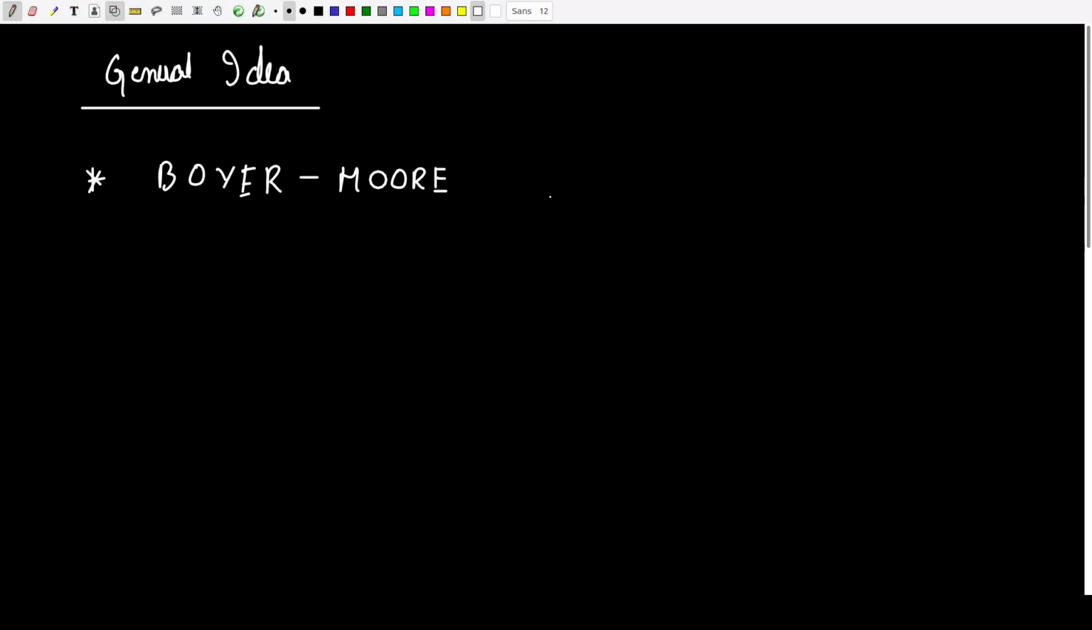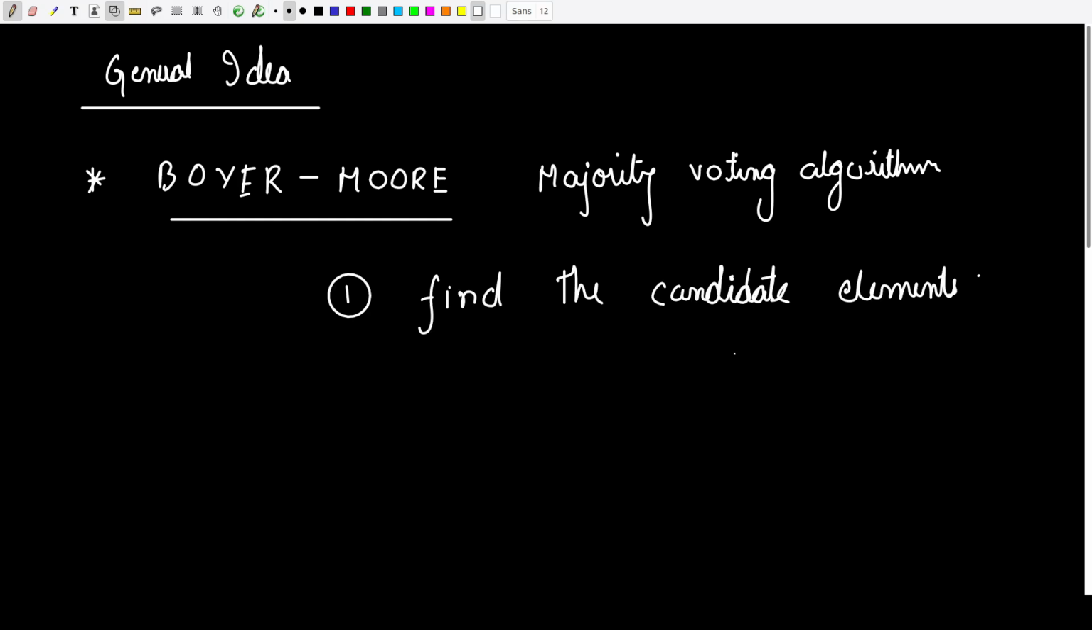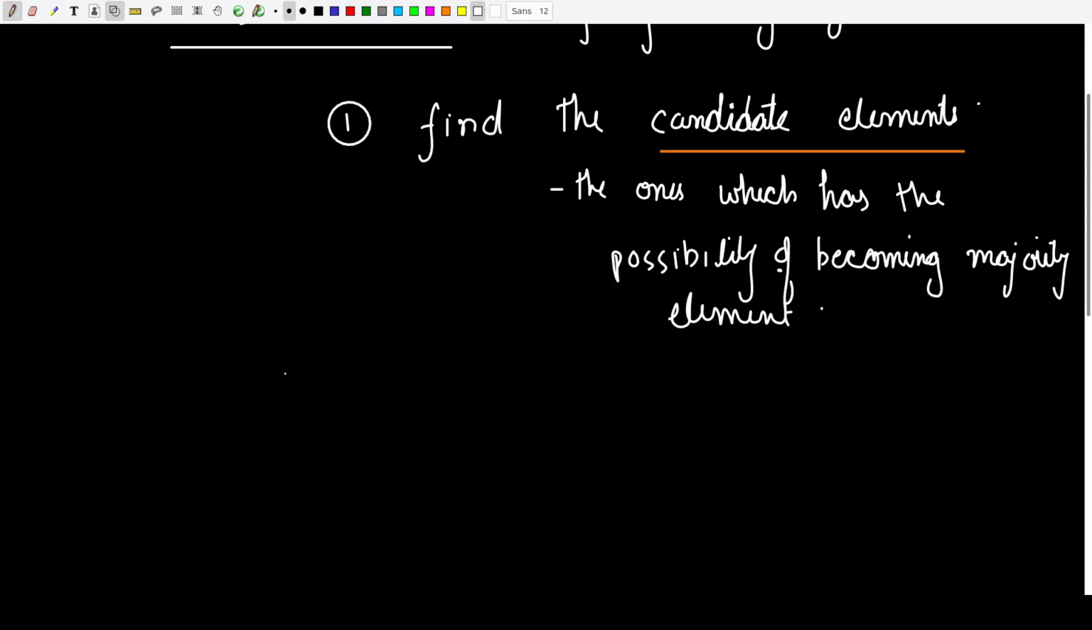So the general idea behind solving this problem is Boyer-Moore's majority algorithm. So let us discuss this algorithm and then we will see how we can use this algorithm in order to solve our problem. So let us first discuss the Boyer-Moore's algorithm. So this is a two-step algorithm. In the first step, we find the candidate elements, and these candidate elements are the ones which have the possibility of becoming the majority element. In the second step, we are going to confirm whether they are indeed the majority elements.